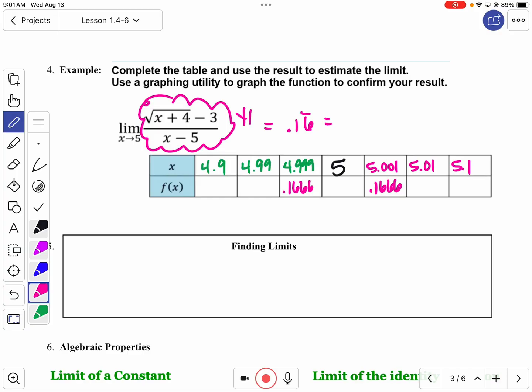Do you happen to know what fraction that is? It's 1/6, isn't it? Somebody double check me. Yep. All right. So we're getting really close to 1/6. Okay. I wouldn't expect you to know that. It would be a decimal approximation. Okay.